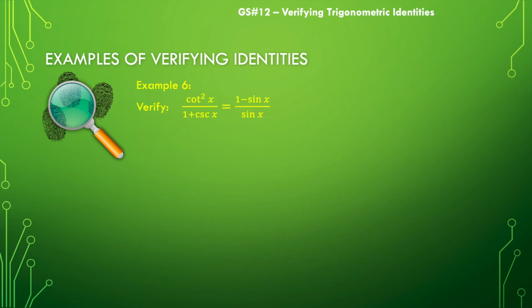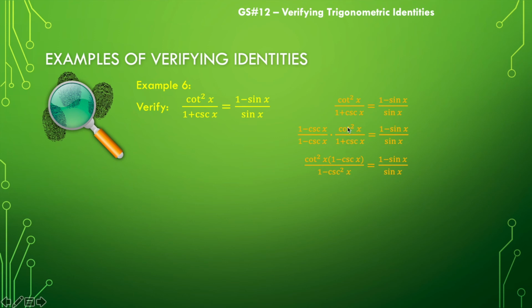Next example, cotangent squared of x over 1 plus cosecant of x is equal to 1 minus sine of x over sine of x. What are you thinking here? Yeah, there's a lot of different ways we could go with this one. Let's go ahead and use a conjugate again. When I use a conjugate here, I will multiply by 1 minus cosecant of x on the top and the bottom here. That will give me on the bottom 1 minus cosecant squared of x.